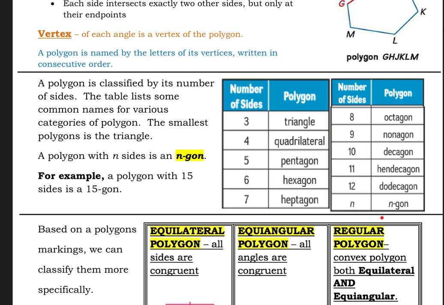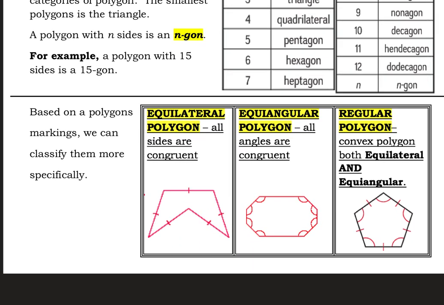The list does continue. We're not going to have you memorize the rest. Anything past 12, depending on the number of sides, we're going to call it an n-gon. For example, here, a polygon with 15 sides is going to be called a 15-gon. So if I tell you we have a 15-gon, how many sides does it have? 15, okay?